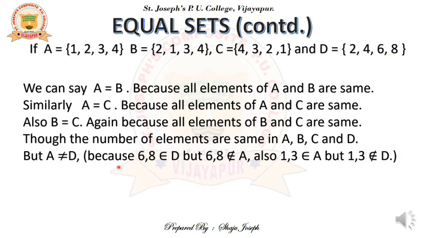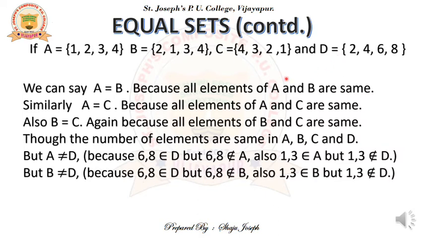See here, 6 and 8 belong to D, but the same 6 and 8 do not appear in A. At the same time, 1 and 3 are present in A, but 1 and 3 are not present in D. Even in one of these cases, if you consider, automatically we say A and D are not equal.